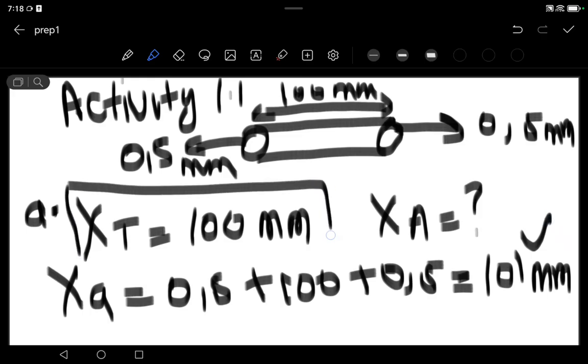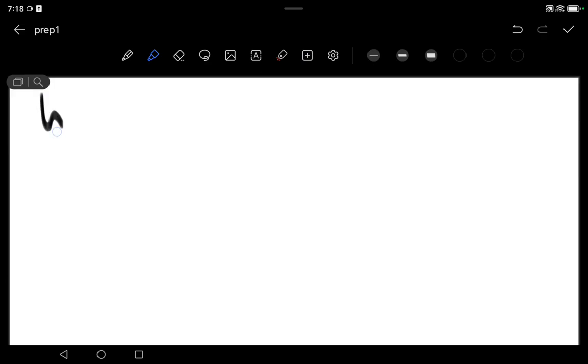Our XT is 100. Since we know XA and XT, we can determine the absolute error, the relative error and the percentage error, right? So I want you to do number B. Or you can just tell me: absolute error is going to be so, relative error is going to be so, and percentage error is going to be like this. Let me do it first. You can take your time. I'm giving you 3 minutes.